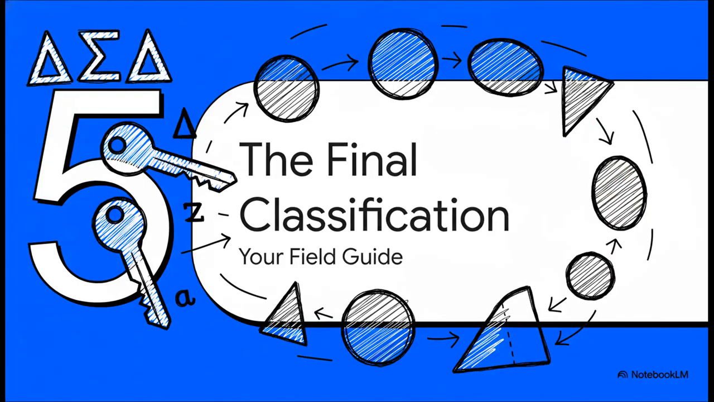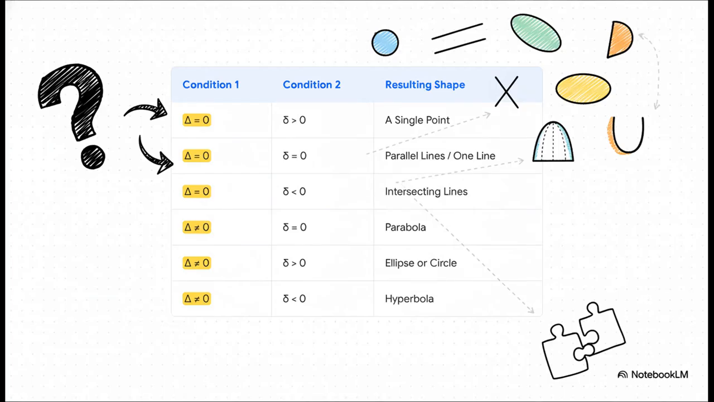So now we have all the clues. We've got our two keys, the big delta and the little delta. It's time to put it all together into one single unified guide. And there you have it, your complete cheat sheet for decoding any of these big, scary-looking equations. It really is just a simple two-step process. First, you check the big delta. Is it 0 or not? That tells you if you have a degenerate case or a true conic. Then, you just check the sign of the little delta. That pins down the exact shape every single time.